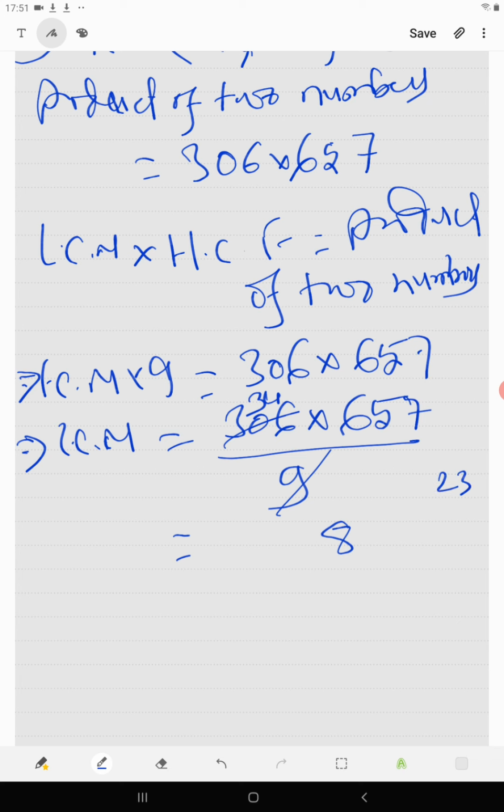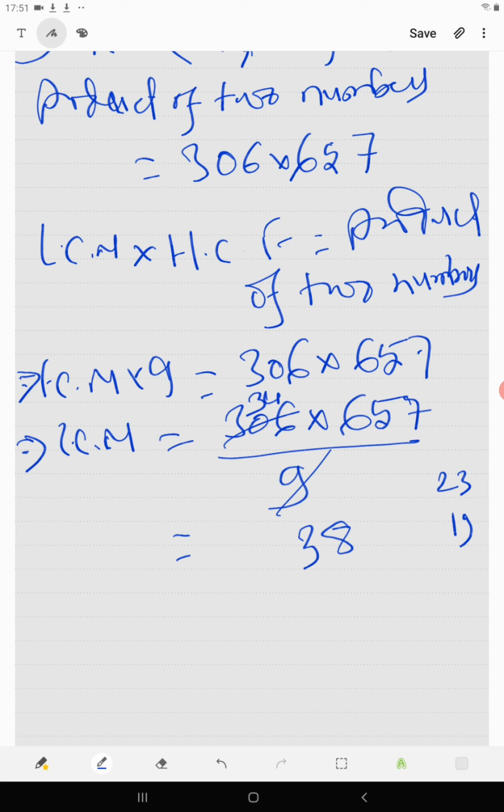So 34 into 5. 30 into 5 is 150, 4 into 5 is 20. So 150 plus 20 is 170. And 170 plus 23 is 193. So 3, and we are left with 19.